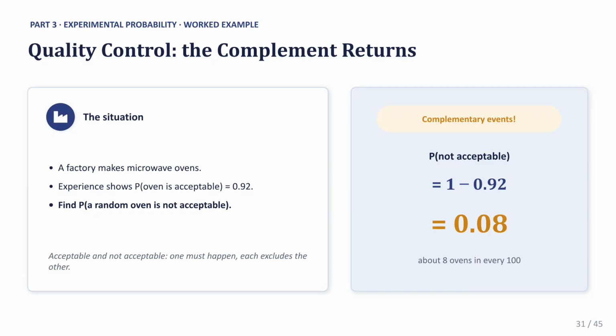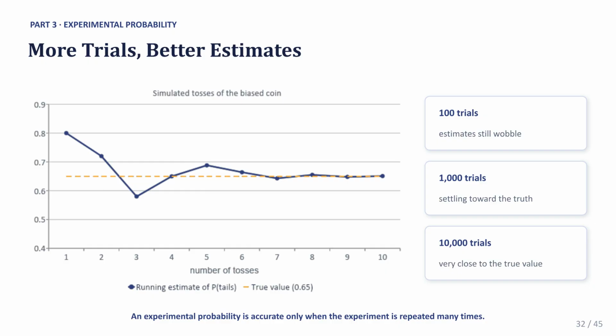If you need the probability of a unit being not acceptable, use your complement rule. 1 minus 0.92 leaves us with 0.08. Why do we insist on many repetitions? Because small samples often produce misleading results. Tossing a biased coin 10 times might give you a wildly incorrect estimate.